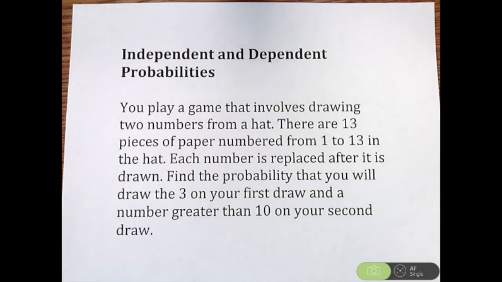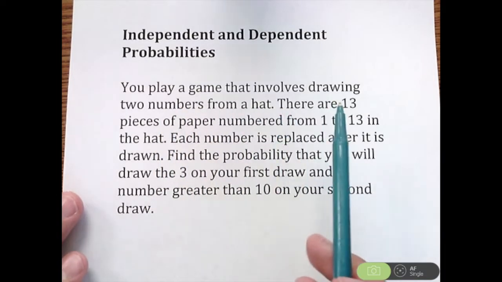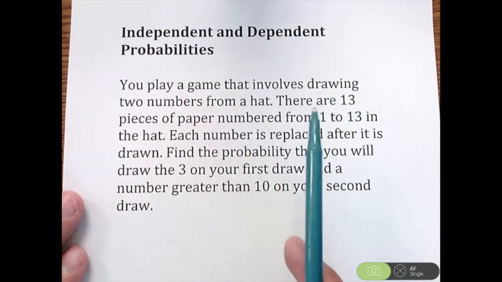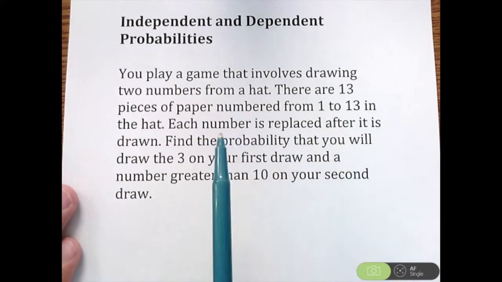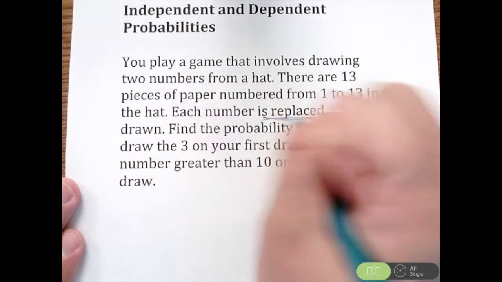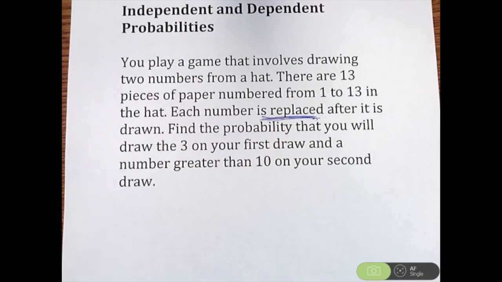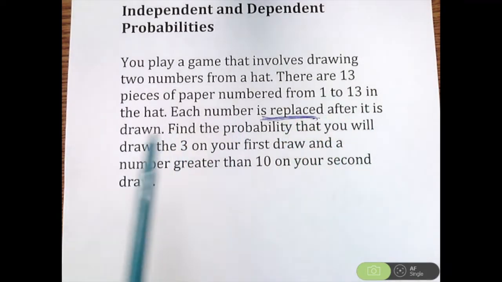All right, we're going to look at some independent and dependent probabilities. So here we go. You play a game that involves drawing two numbers from a hat. There are 13 pieces of paper numbered 1 to 13 in the hat. Each number is replaced. Now, in all these problems, I think the replacement, whether you are replacing or you're not, is going to be the key thing. So each number is replaced after it is drawn.